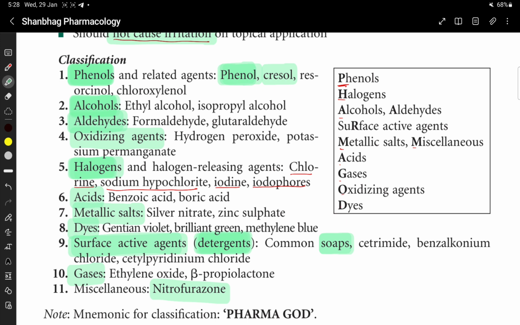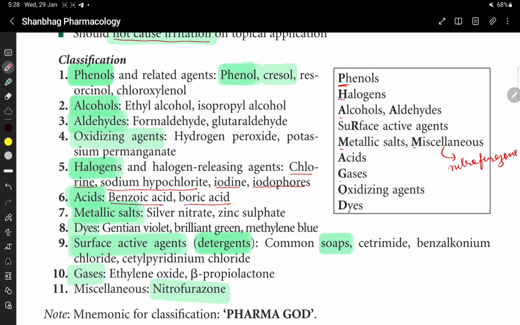M for metallic salts like silver nitrate and zinc sulfate. They are antiseptics. Then miscellaneous includes nitrofurazone. Then acids like benzoic acid and boric acid.